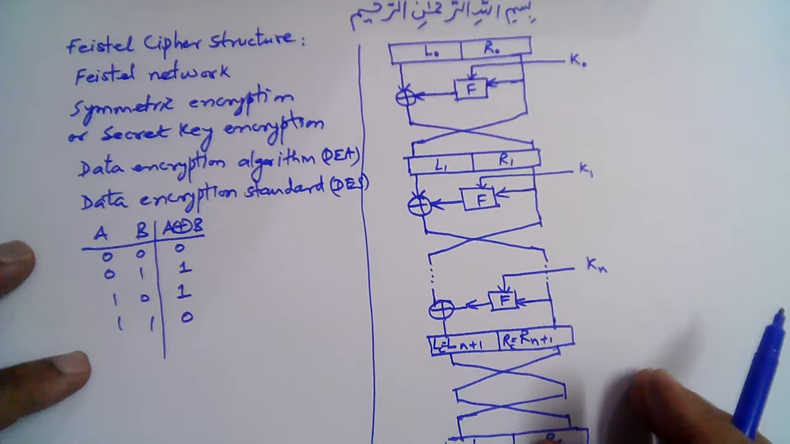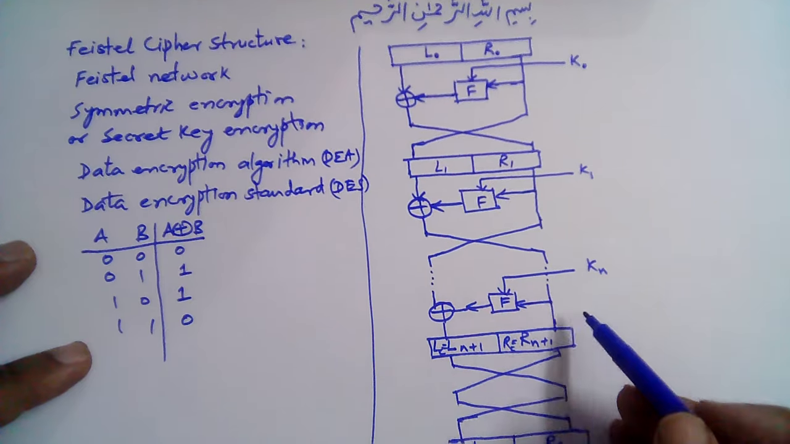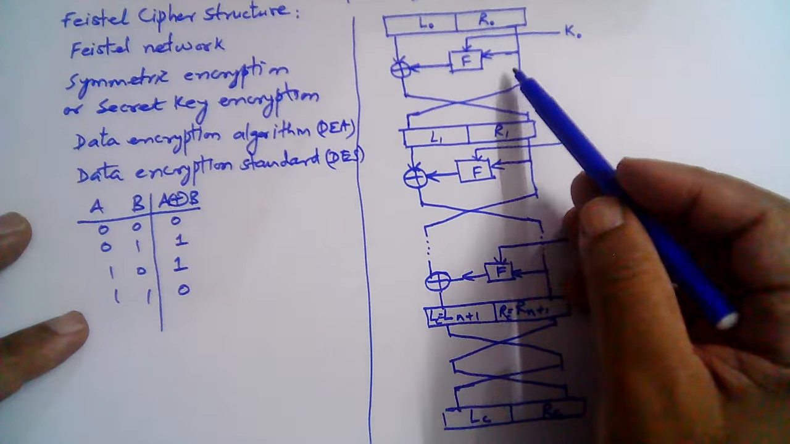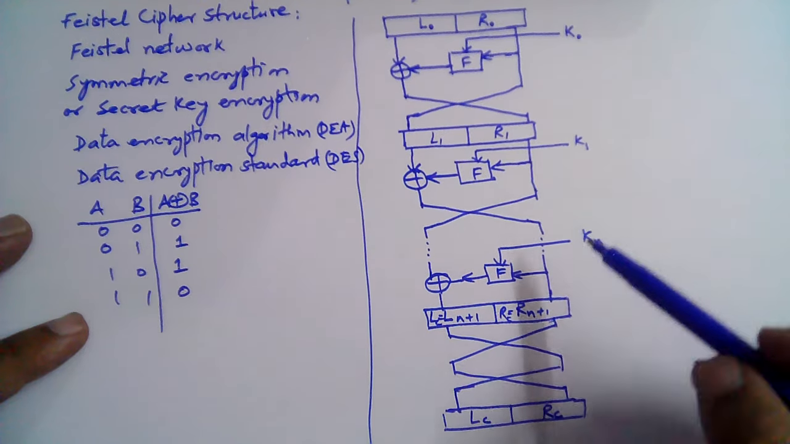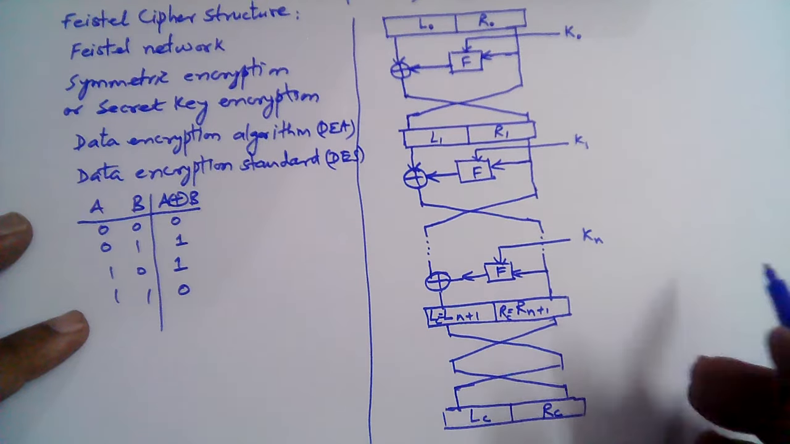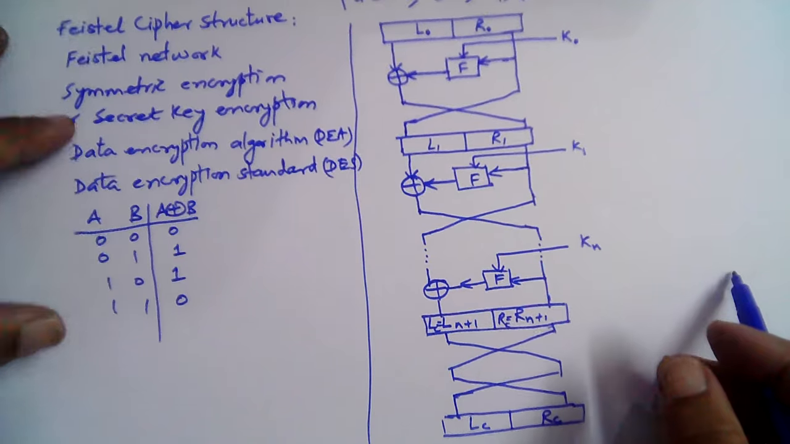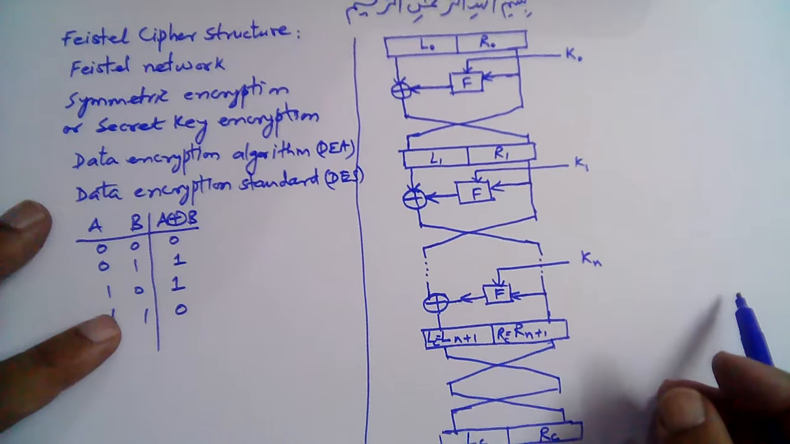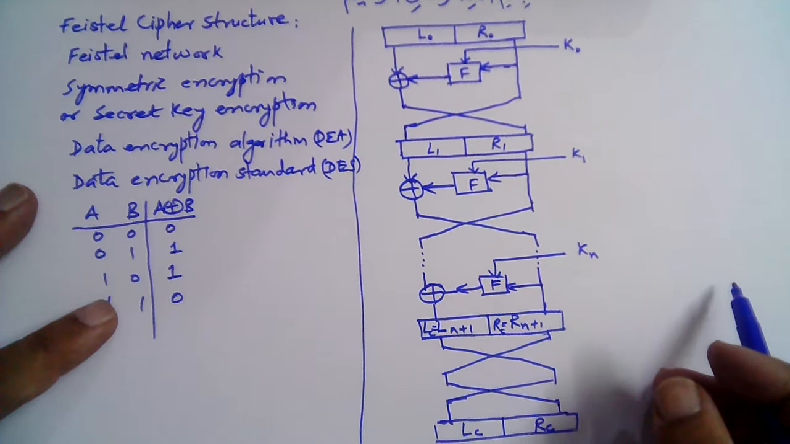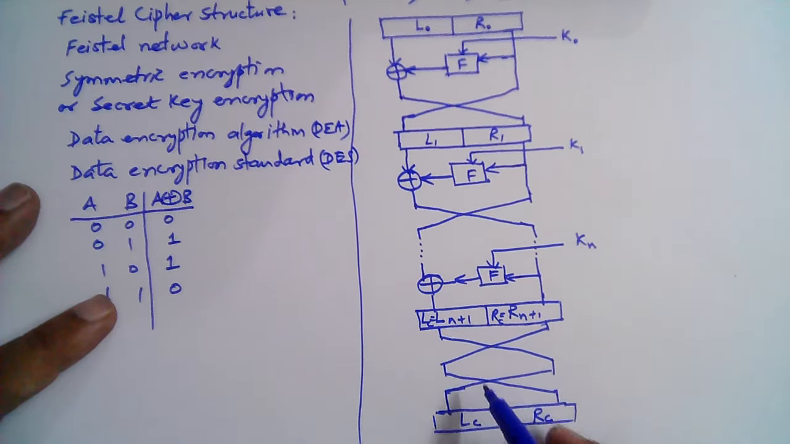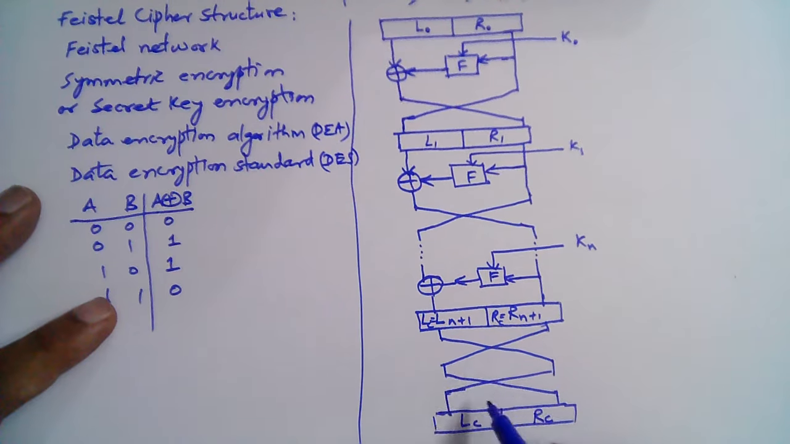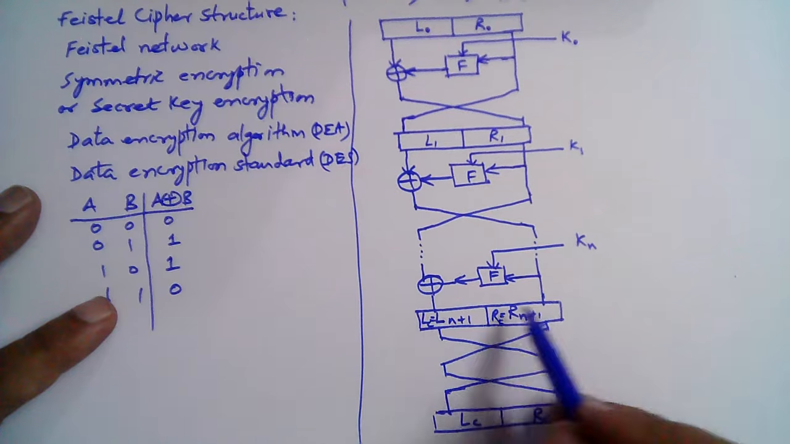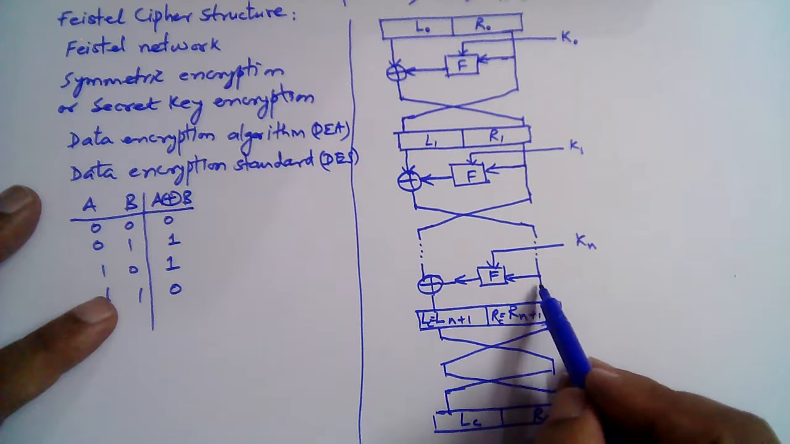This is how the Feistel cipher structure works. There are n number of rounds. This is round 1 and 2 and so on, and this is the nth round, and after that you get the ciphertext. This is the encryption operation. The decryption operation is essentially the reverse of this. The left half of the ciphertext goes through this here, and the right half of the text goes this way.